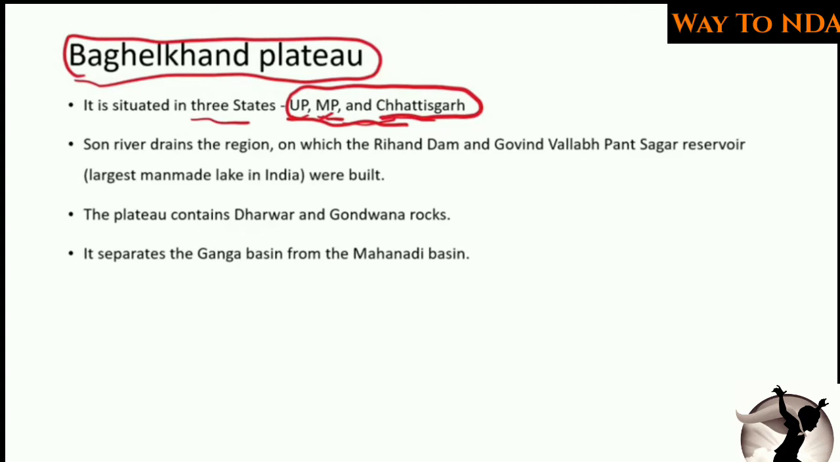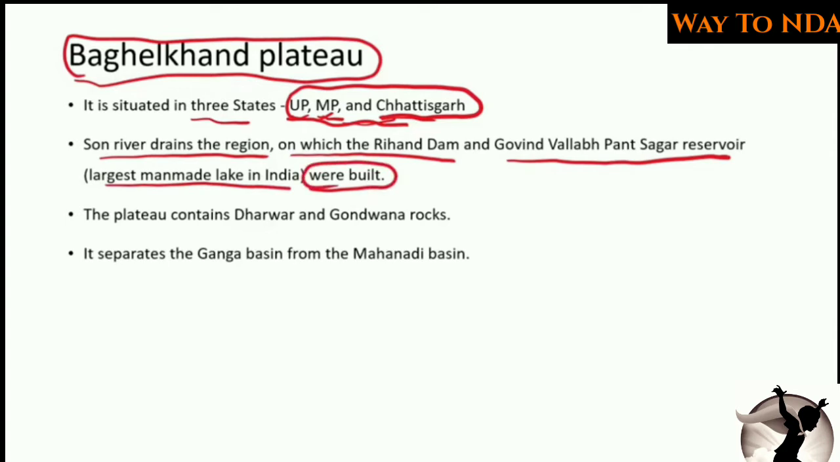Now Son river drains the region. We know that Son river, which is the tributary of Ganga, joins the Ganga at Patna. Son river joins the Ganga at Patna. So Son river drains the region, and on it the Rihand Dam and Govind Vallabh Pant Sagar Reservoir, that is the largest man-made lake in India, were built. Govind Vallabh Pant Sagar Reservoir.